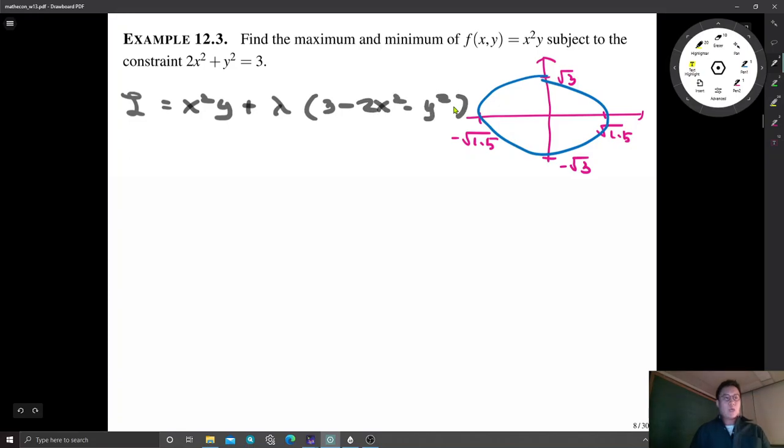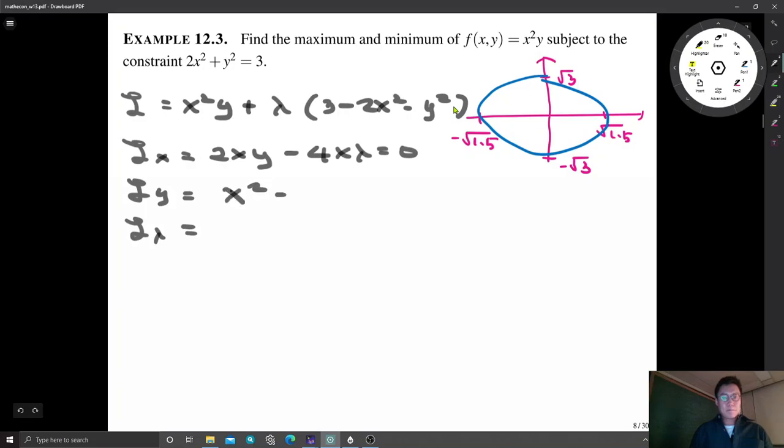Okay, and then we compute partial derivatives. So system of equations: L sub x equal to 0, L sub y, and L sub lambda. The reason why this example is more challenging than the previous ones is that the system of equations is a little bit complicated.